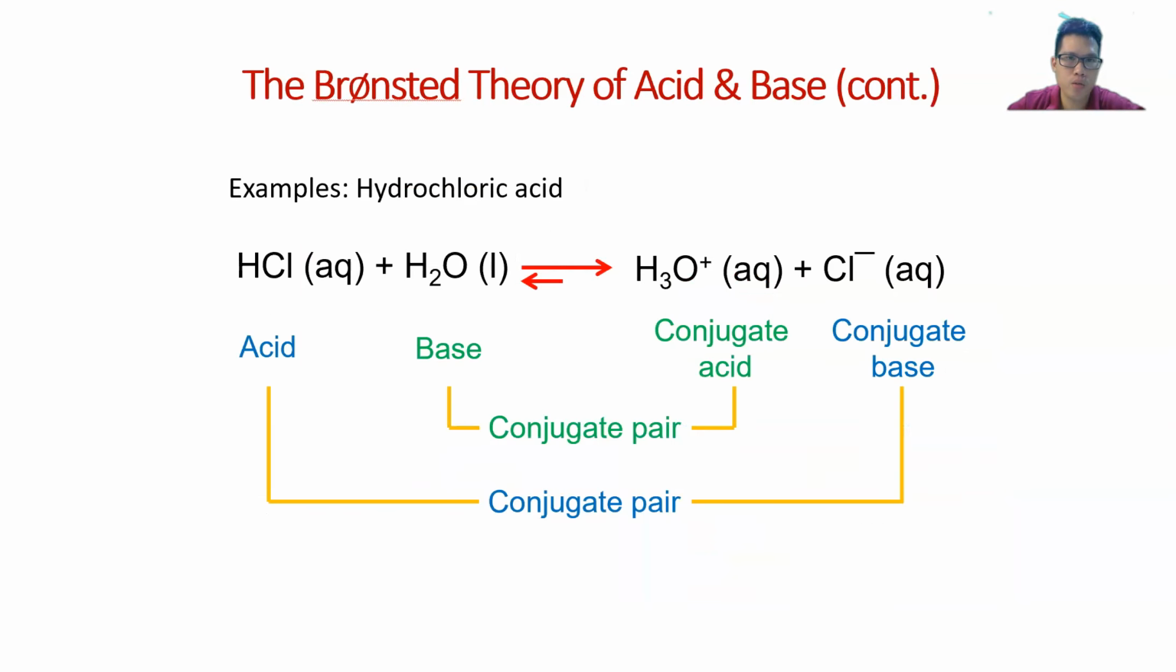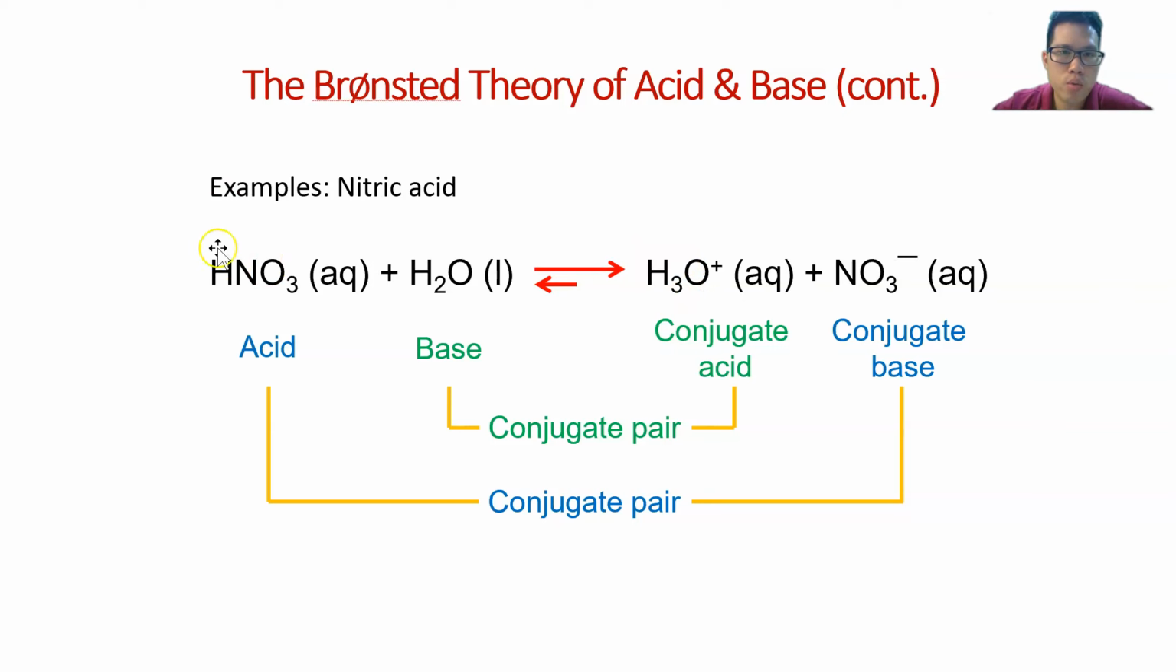This is very simple. Whenever you can donate, like HCl, a strong acid donating a hydrogen ion, it is termed an acid. The one that accepts is called a base. Once the acid has donated, it becomes what we call a conjugate base, because it can accept the hydrogen ion. When the base accepts, it becomes a conjugate acid, because now it has an additional hydrogen ion that can be donated.